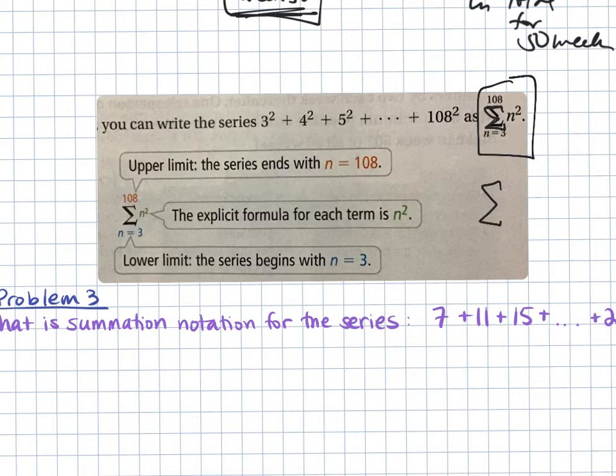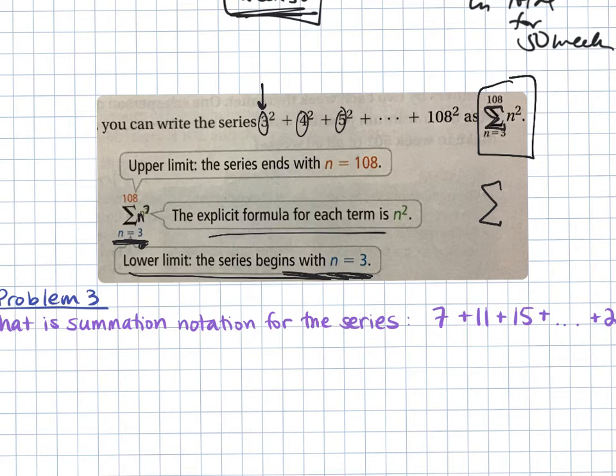That's what that is. And then this n equals number is the number you're going to start with, and this is the number you're going to end with. So this is the lower limit. This is saying the series is going to begin with n equaling 3, right? Because that's the number you're plugging in. It's basically the number that's changing each time, whatever number changes by 1 each time. So that's their explicit formula.